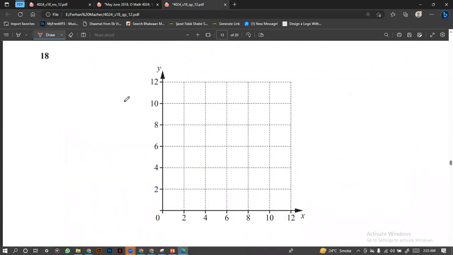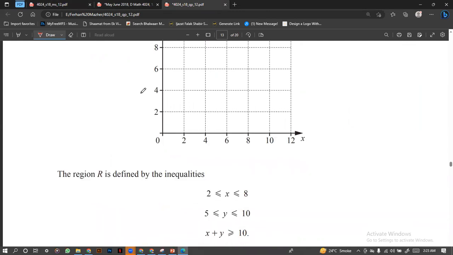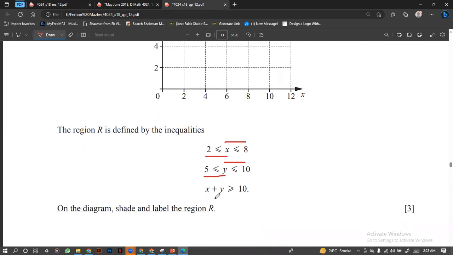Okay, so here we have question number 18. Here a grid is given. On the x-axis, it is going up to 12. On the y-axis, this is also going up to 12. He says the region R is defined by the inequalities. This means x equals to 2. This means x equals to 8. This means y equals to 5. This means y equals to 10. And this is x plus y equals to 10.